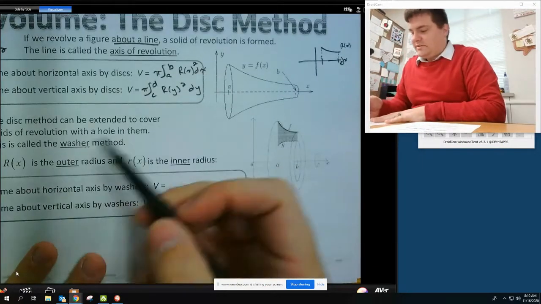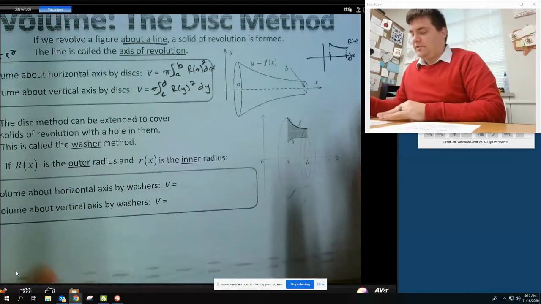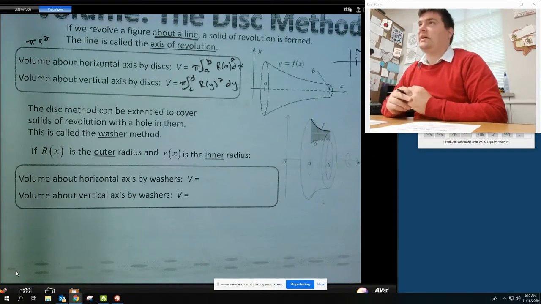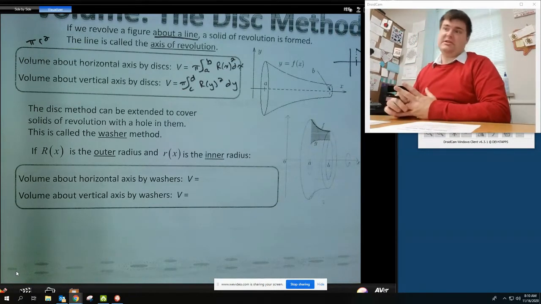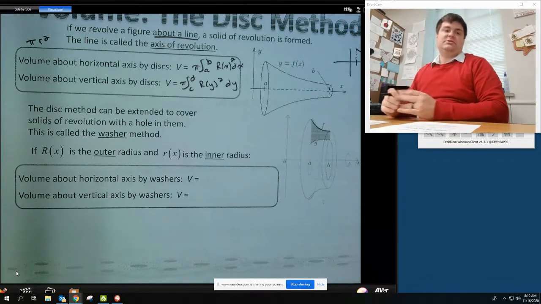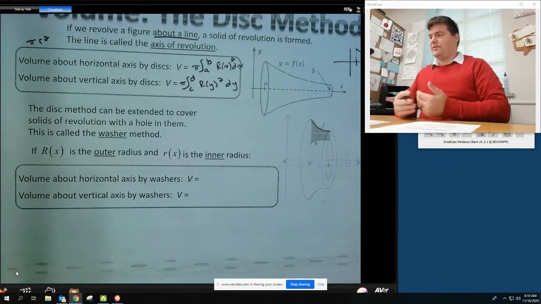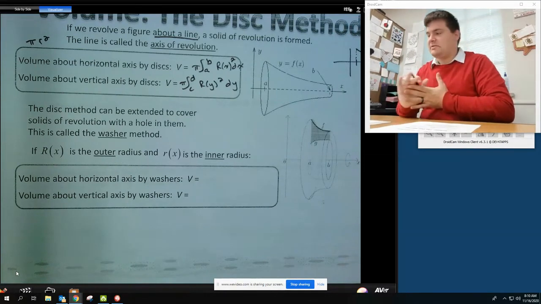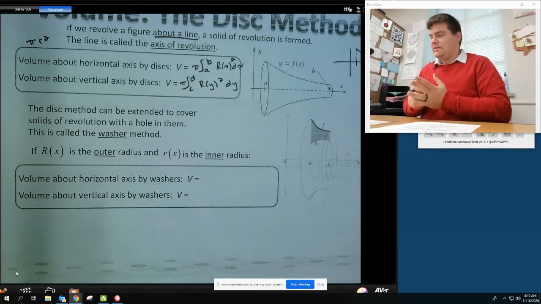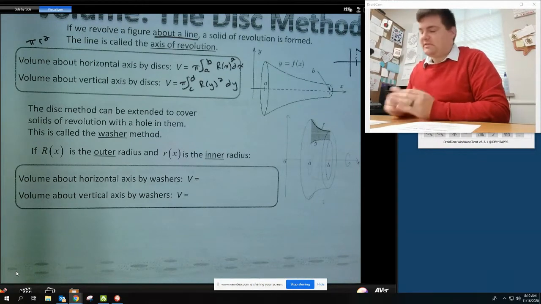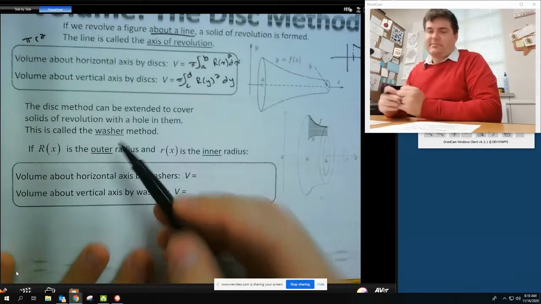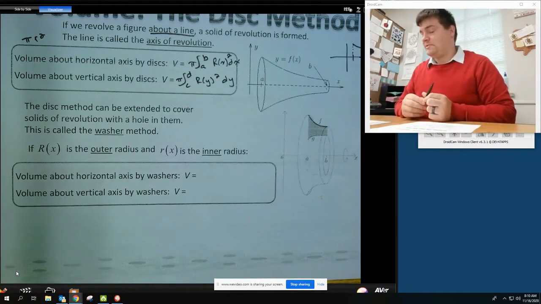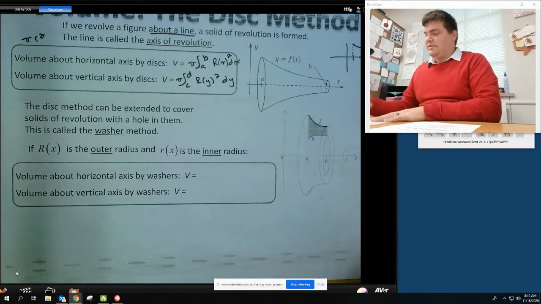So the disk method can be extended to cover solids of revolution with a hole in them. By the way, a disk, don't think of a compact disk. Think of it like a discus disk. That's the easiest way to think about it. That disk is just some type of circular figure that's solid. A washer method, that's when, now a washer is the thing that kind of looks like a donut, a small, tiny metal donut. It's got the hole in the middle.